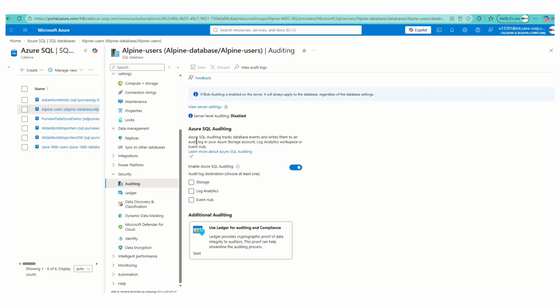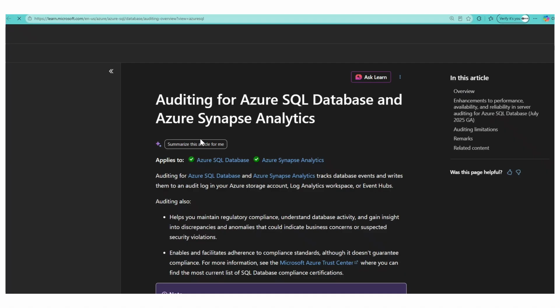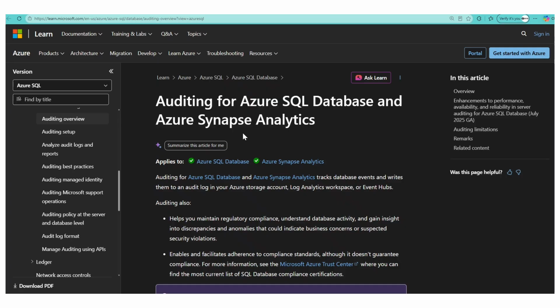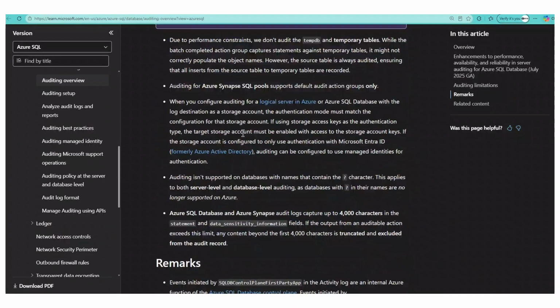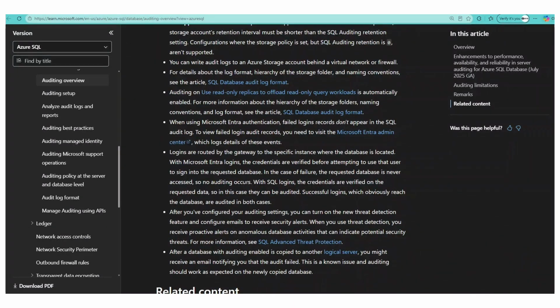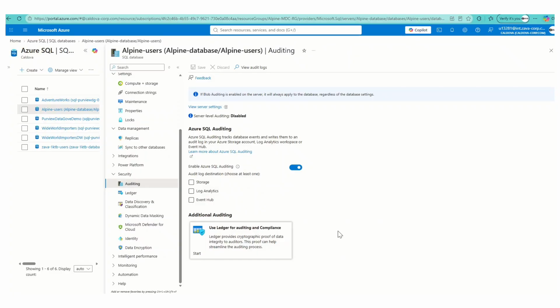So again, Azure SQL Auditing tracks database events and writes them to an audit log in your Azure storage account, Log Analytics Workspace, or Event Hub. If you need to learn more about this, you can click on this learning references right here. And there is a lot of information that, if you are in charge of SQL in your company, obviously that's something that you would have to go through. So normally there is a DBA administrator in a company that would understand.